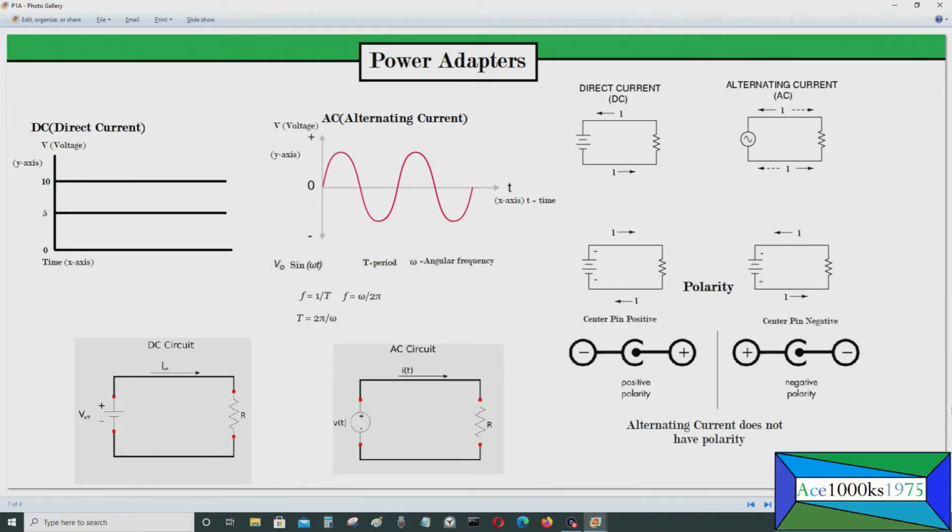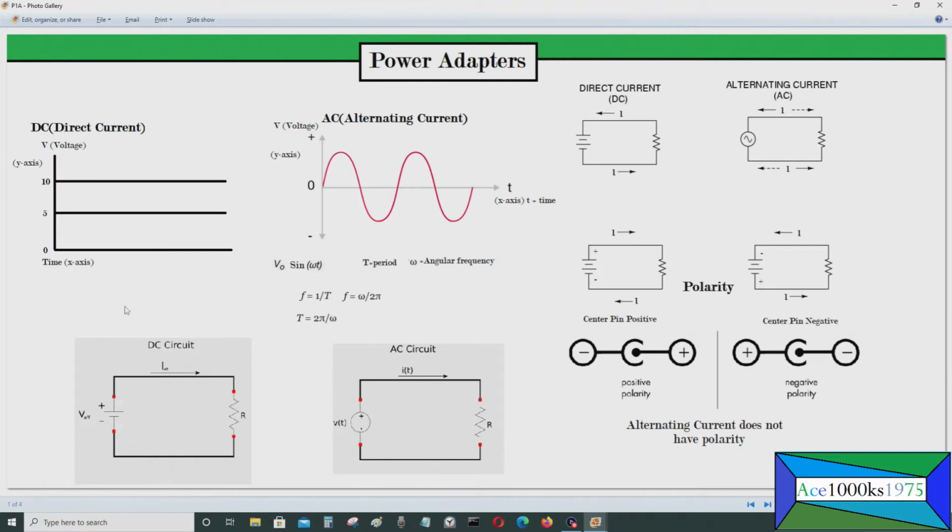Okay, hello everyone. So today I'll be talking about power adapters and choosing the right power adapter for the device or product that you're using. This is just the basics of it. We have two types of power adapters: direct current and alternating current. But first I'll be talking about direct current.